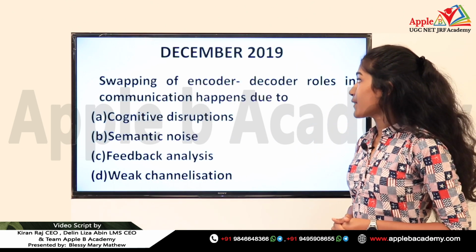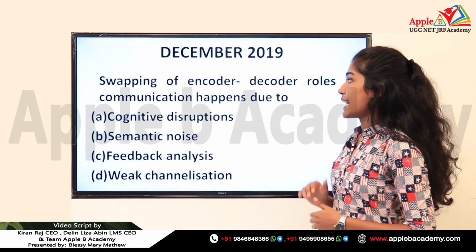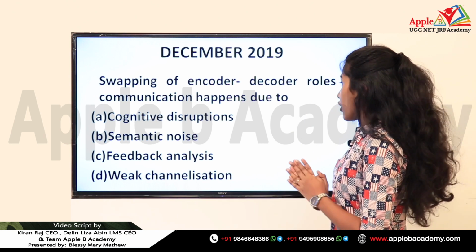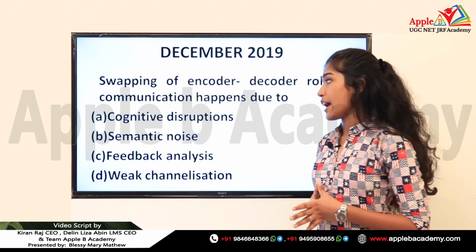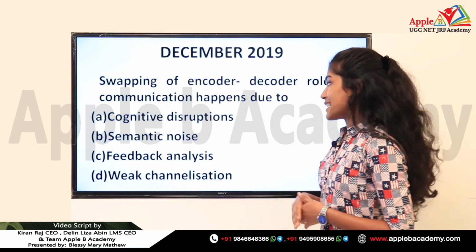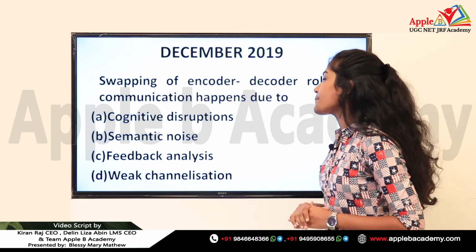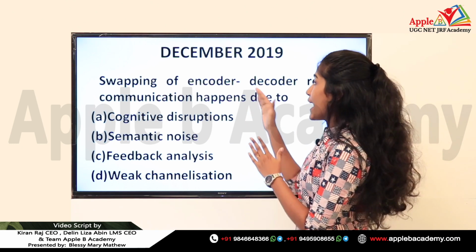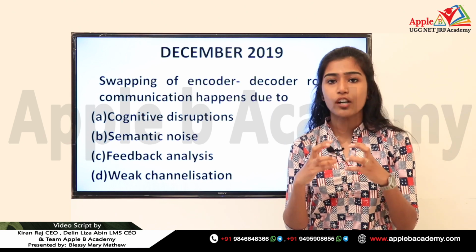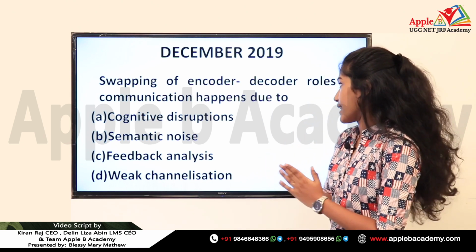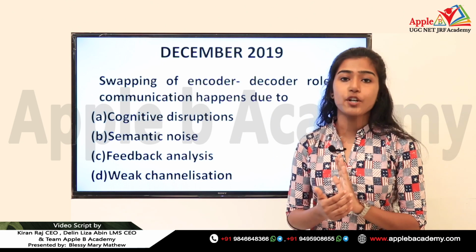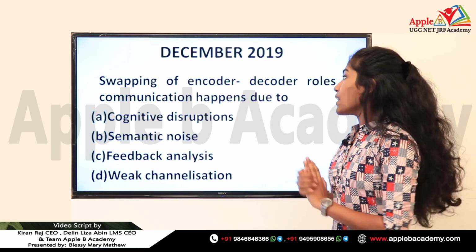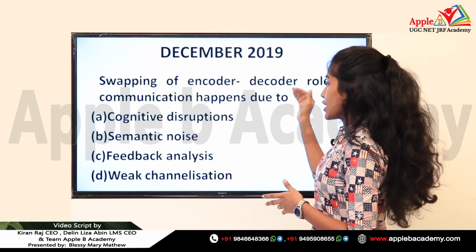So here we have another question that was asked in December 2019. The question goes like this: swapping of encoder decoder roles in communication happens due to, and you have the options cognitive disruptions, semantic noise, feedback analysis and weak channelization. So what is this encoder and decoder? Encoder is the sender because it is the sender who encodes the message. So encoder is the sender and the decoder is the receiver because it is the receiver who decodes the message that is sent by the sender.